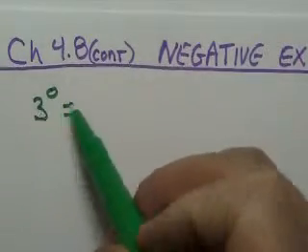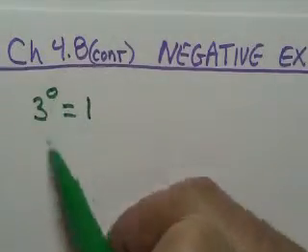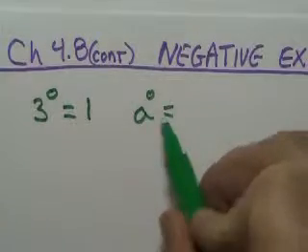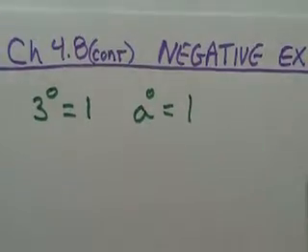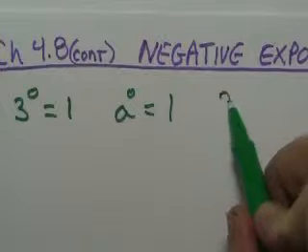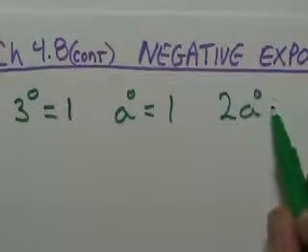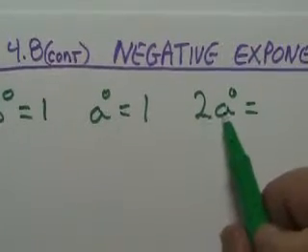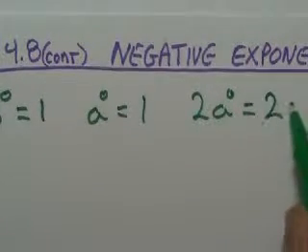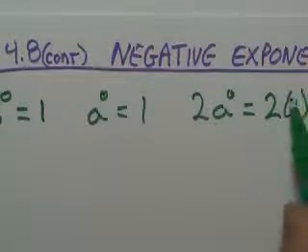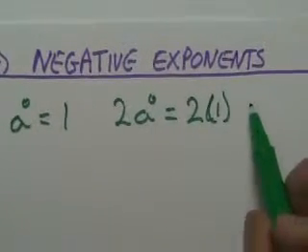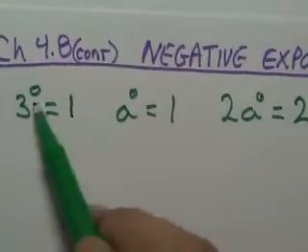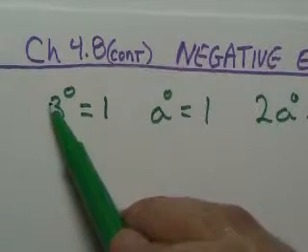All right, 3 to the 0 power is 1. Anything to the 0 power is 1. If I have the letter A to the 0, A to the 0 power is 1. If I have a problem such as 2 A to the 0, how much does that equal? 2 times A to the 0. A to the 0 is 1. So I have 2 times 1, and 2 times 1 is 2. So see that? Anything to the 0 power is 1. Doesn't matter if it's a variable or a number.